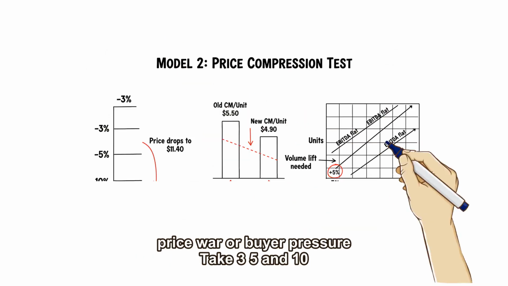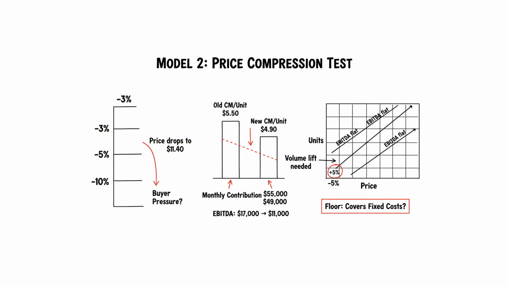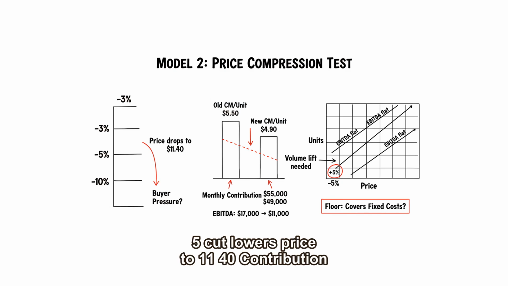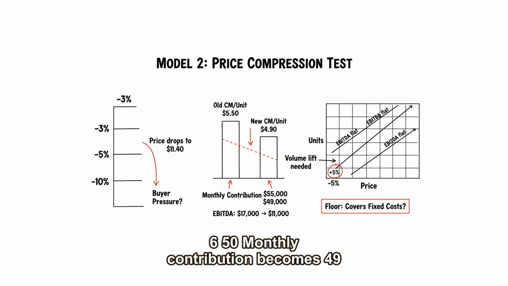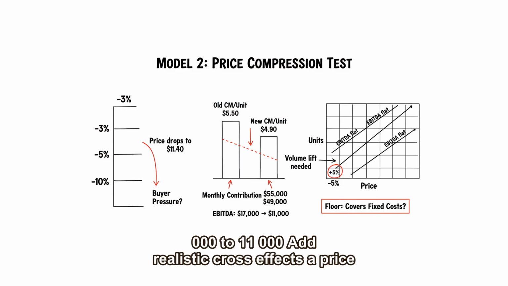Next, simulate a price war or buyer pressure. Take 3%, 5%, and 10% price cuts and recompute contribution. With 10,000 bags, a 5% cut lowers price to $11.40. Contribution per unit drops to $4.90 if variable cost stays $6.50. Monthly contribution becomes $49,000, down from $55,000, taking EBITDA from $17,000 to $11,000.